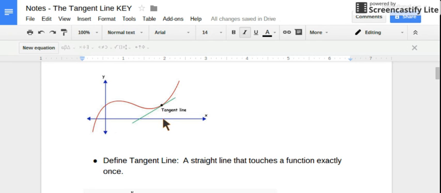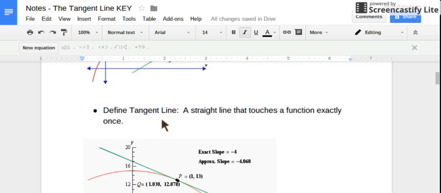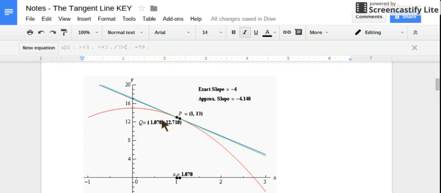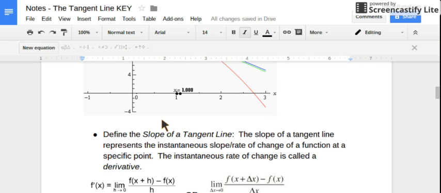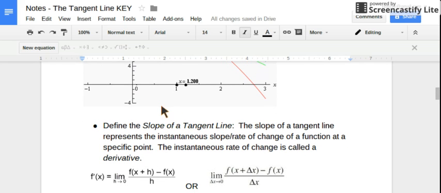And then what it's going to allow us to do is find the slope of a curve at a specific point. If a tangent line is touching a curve at a specific point, then the slope of the tangent line is going to represent the slope of that curve at the exact same point. The slope of a tangent line is really representing the instantaneous slope, or the instantaneous rate of change, of a function at a specific point. And that instantaneous rate of change is what we call a derivative.